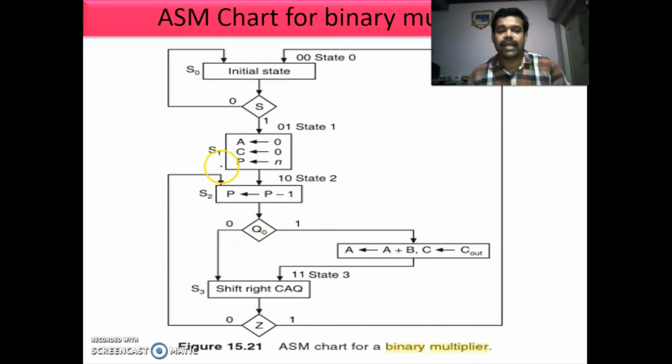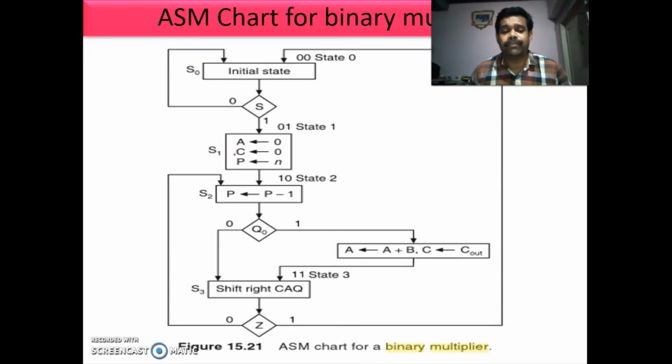Okay, so here actually what you are having is you are in an initial state, and you are checking a condition. If it is 0, you are going to the initial state. If it is 1, you are going to make the A register and C register 0 and P register as 1. Then you are going to the next state. In the next state what you are doing is you are reducing the count.